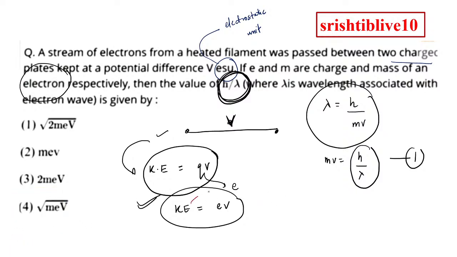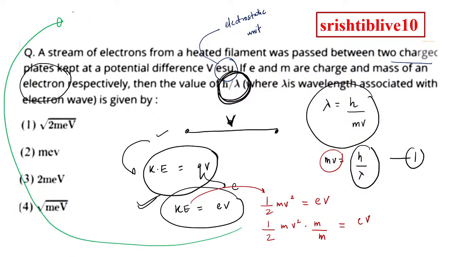What is kinetic energy actually? Half mv square. Kinetic energy is half mv square, which is equal to eV, right? And what we need to find out? We need to find out the value of mv. Yes or no? So what I'm doing is dividing this by mass and multiplying this by mass, so as to get the value of mv. So I'm just continuing over here.